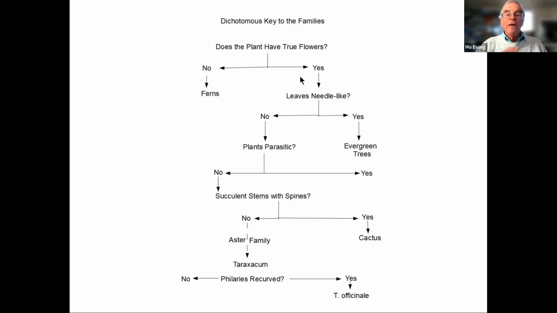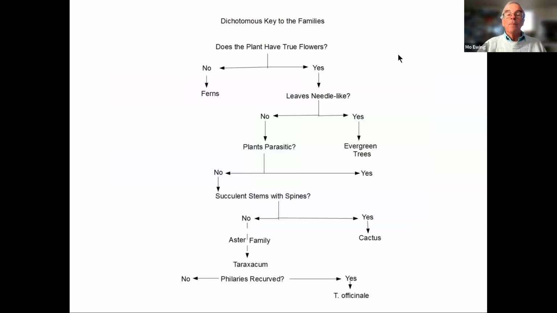Okay, so the way you identify plants is by using something called dichotomous keys. The way dichotomous keys work is that you get a book or a computer or whatever, and it asks you a series of questions. Wait a minute, I'll get rid of this. There you go, now I can see it. The key will ask you a series of questions. And in this case, it will ask you, does the plant have flowers?